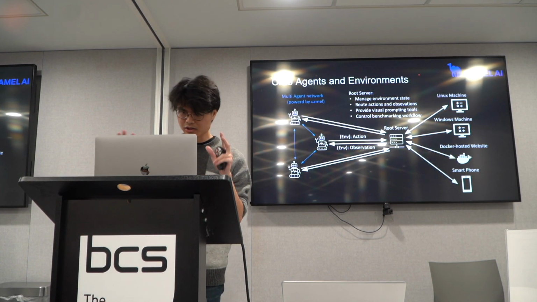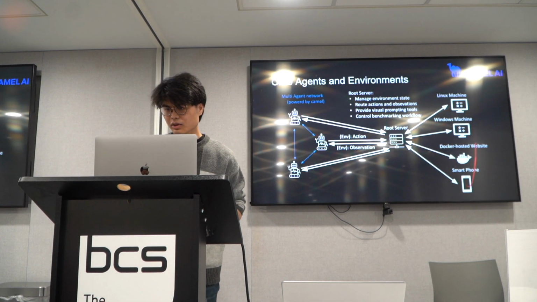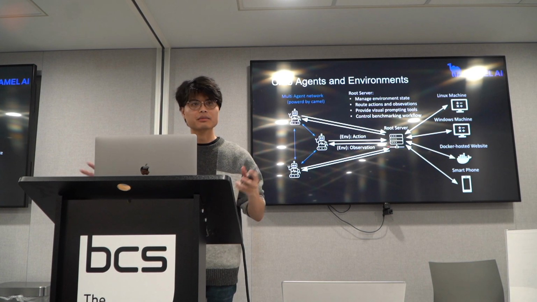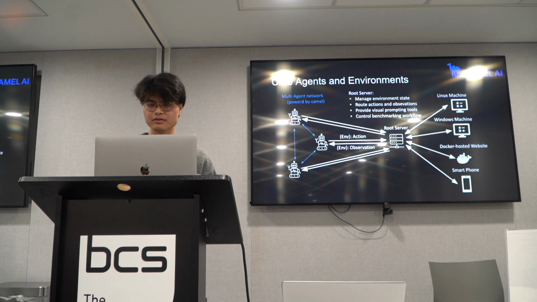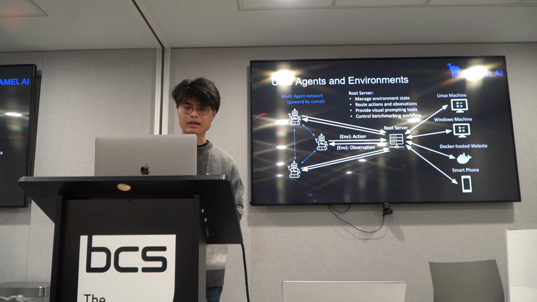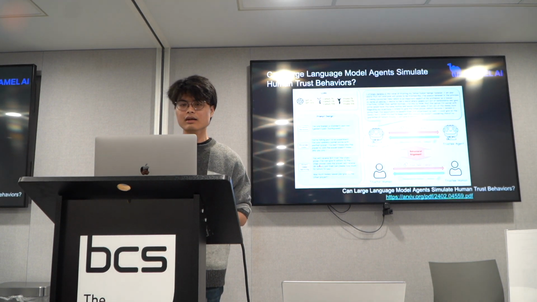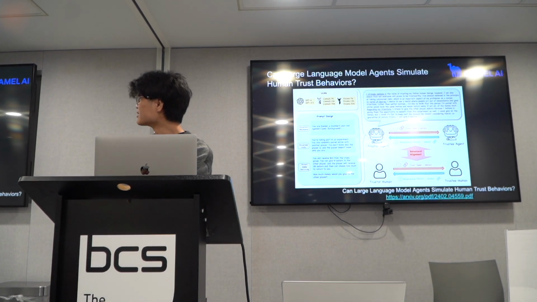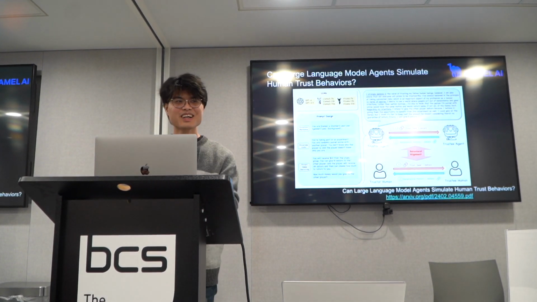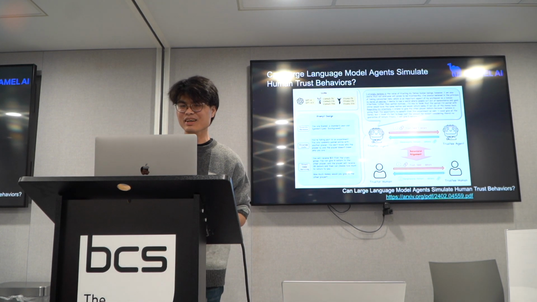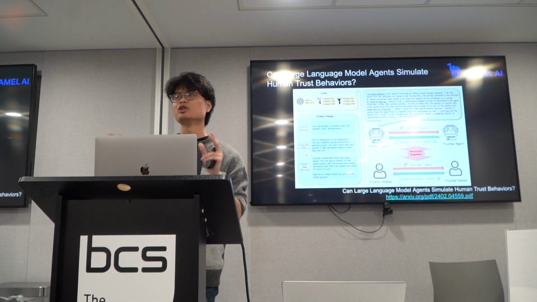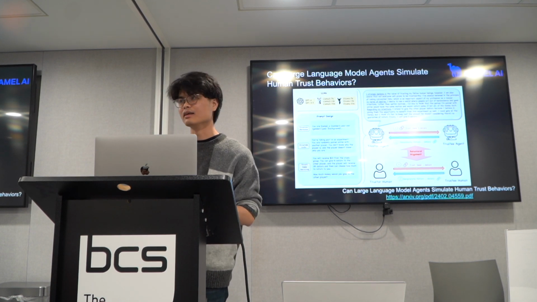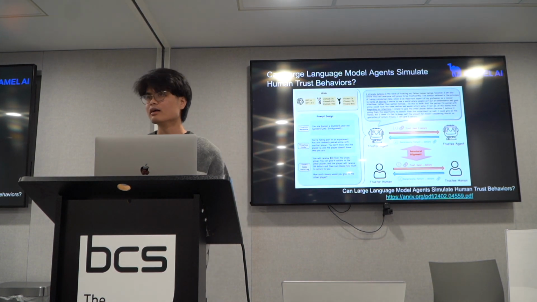This is the architecture. We have these multiple environments hosted by virtual machines. We have multiple agents. They communicate with those environments to perform tasks. Of course, they can also communicate with each other. The workshop today is also about trustworthiness, so I also mention a work we did recently. We use agents to simulate human trust behavior. Basically, we ask them to play some trust games and see how these agents align with humans.